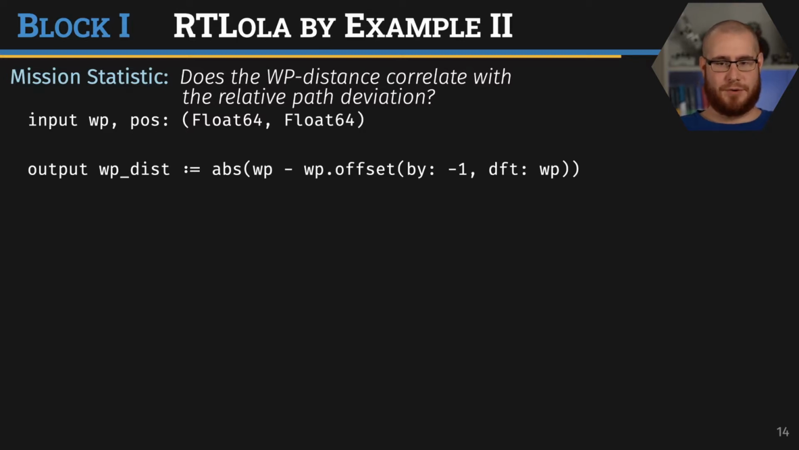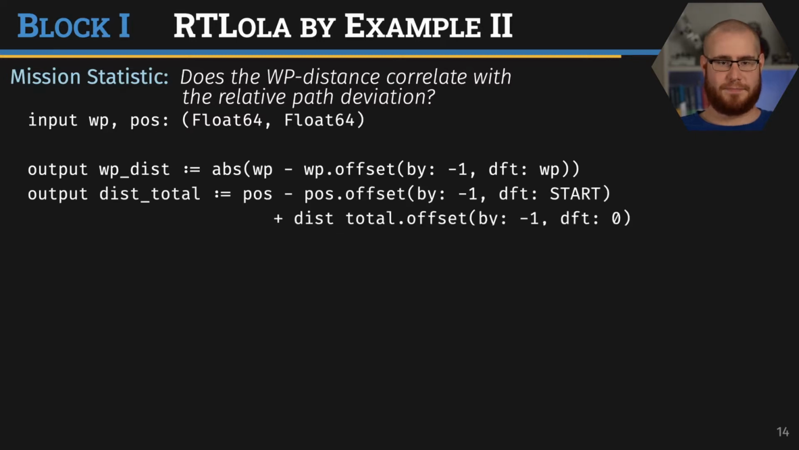Now the next thing we want to compute is the total distance we have traveled so far. For this, we take the current position we have and subtract the last position we got. So this is the delta in the position, and now we sum this up in the stream by referring to the last value of total dist with an offset of -1. Okay, now the timing of this total is bound to position. So whenever we get a new position, we compute a new total distance, which makes sense.